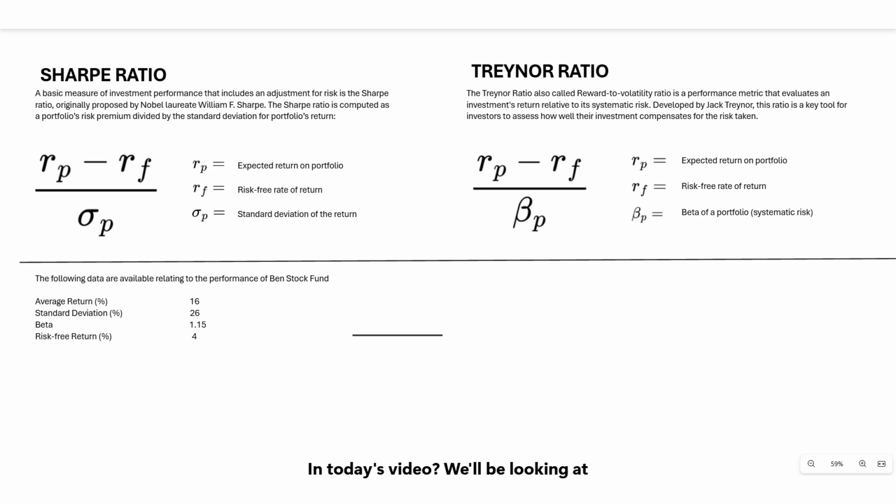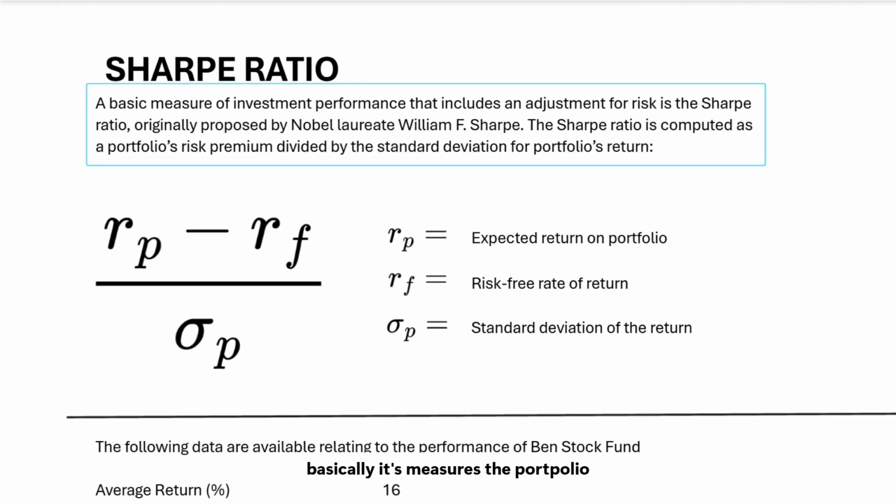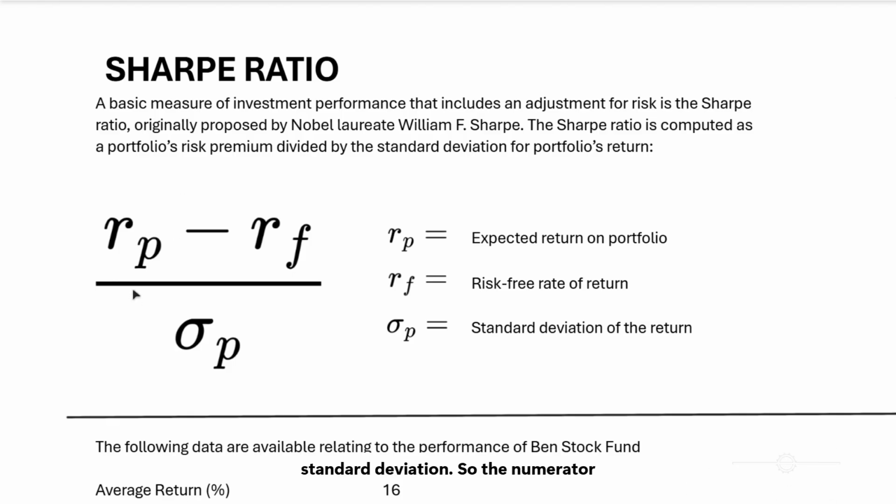For this video, we'll be looking at the differences between the Sharpe ratio and the Treynor ratio, or what's called the Sharpe measure and Treynor's measure. Focusing on the Sharpe ratio first, it measures the portfolio risk premium divided by the standard deviation. The numerator is the premium generated by the portfolio, and the standard deviation measures the total risk of the portfolio or asset.